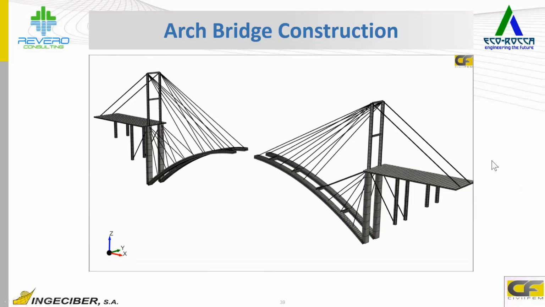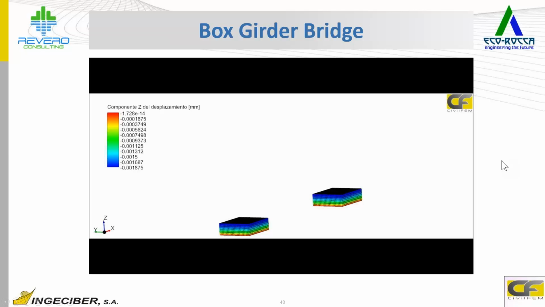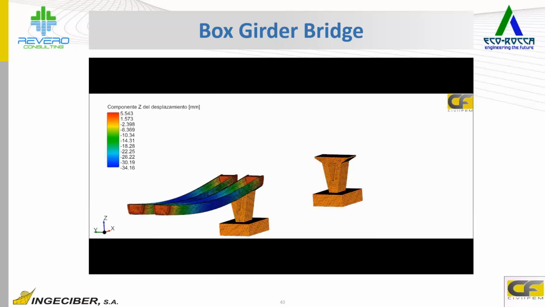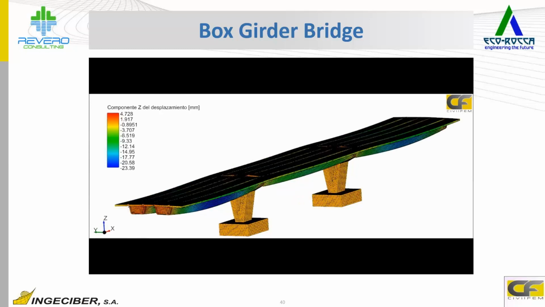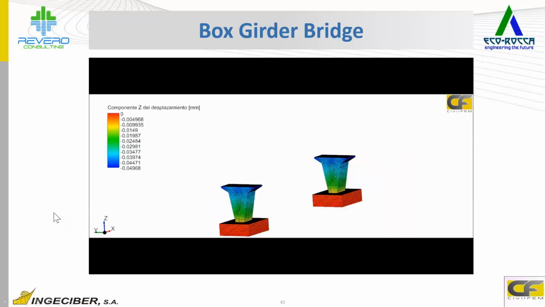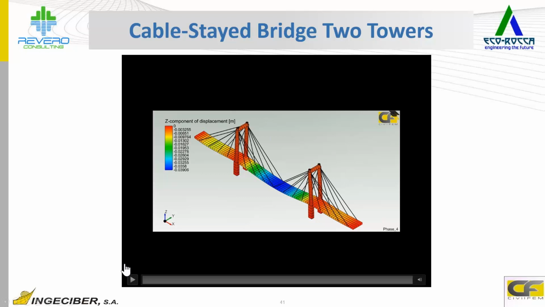Again, another example of a bridge is a box girder bridge. Various construction stages, pillars, and then the tables, and then the final model. The cable-stayed bridge, we have seen this previously. Now it's a single slide.